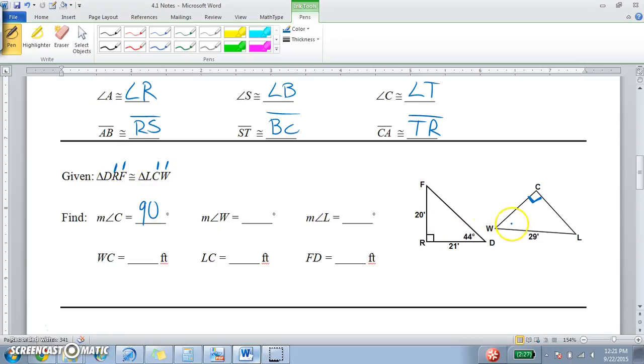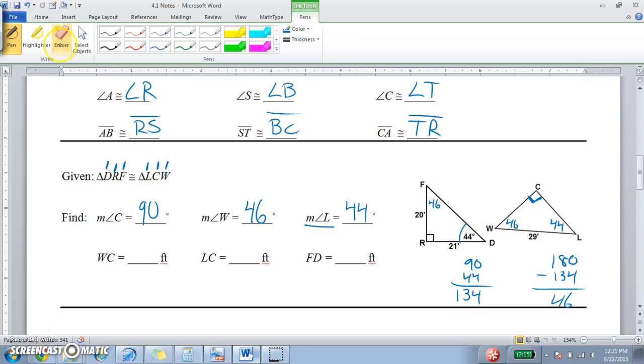I don't know what either of those are yet, so let's see if we can use something else to figure that out. So let's see if we can figure out L. L is the first letter, matches up with D, which is the first letter. D is 44, so L is 44. W and F now, so we don't know what either of those are, but we do know that a triangle adds up to 180 degrees. So if I add 90 and 44, that gives me 134. And if I subtract that from 180 degrees, I'm left with 46 degrees for both of these third angles in the triangle.